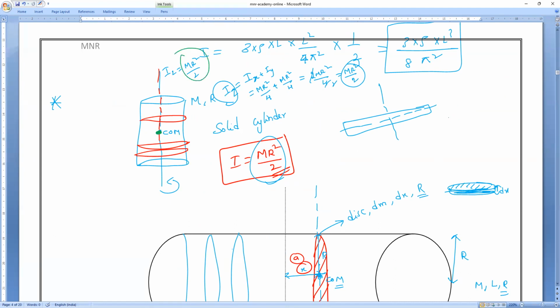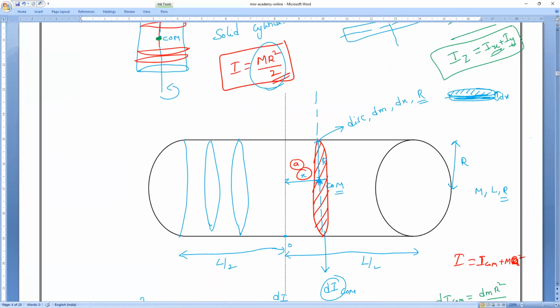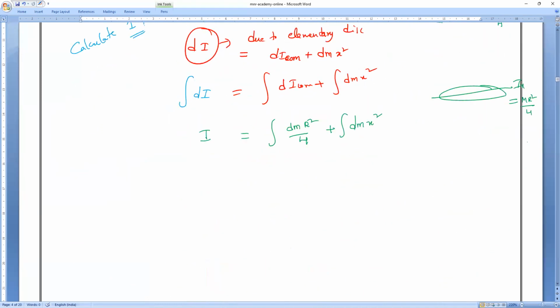Yesterday we studied the perpendicular axis theorem. The perpendicular axis theorem says Iz is equal to the moment of inertia through x plus the moment of inertia through the y direction. So that is what we want to find. Okay, everybody. So for a disk passing through the center of mass perpendicularly, the formula is mr square by 2. Now it is passing through the x-axis, so mr square by 4.